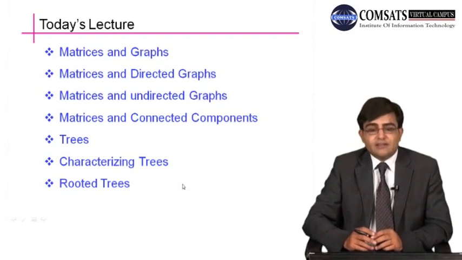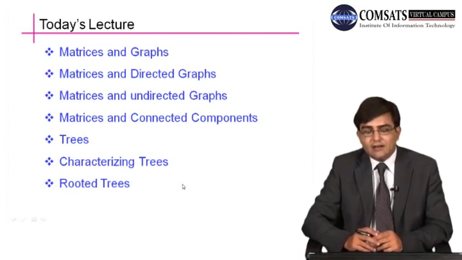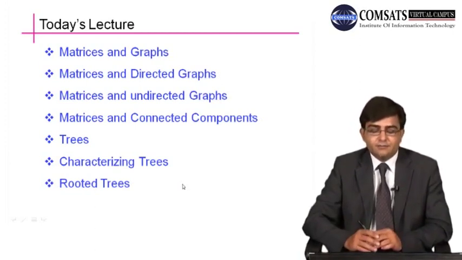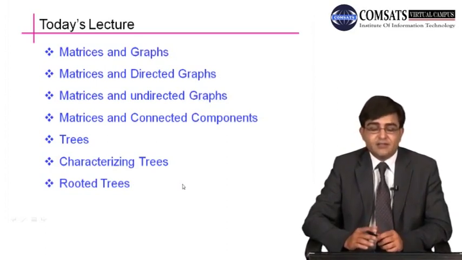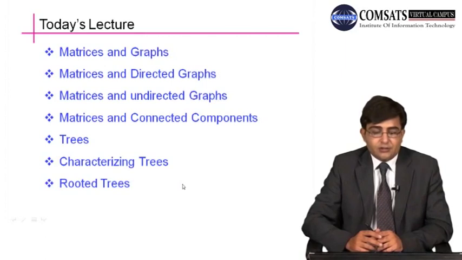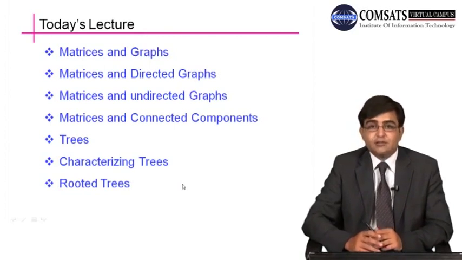So in today's lecture we have discussed the relationship between matrices and graphs, how to construct adjacency matrices corresponding to directed and undirected graphs, and how to obtain adjacency matrices from graphs. We have also discussed how to calculate the adjacency matrix for a graph which has connected components. We have started trees today. We have discussed basic definitions of trees and some of the results related to trees. So we stop here. In the next lecture we shall first discuss rooted trees and then some other topics of trees.